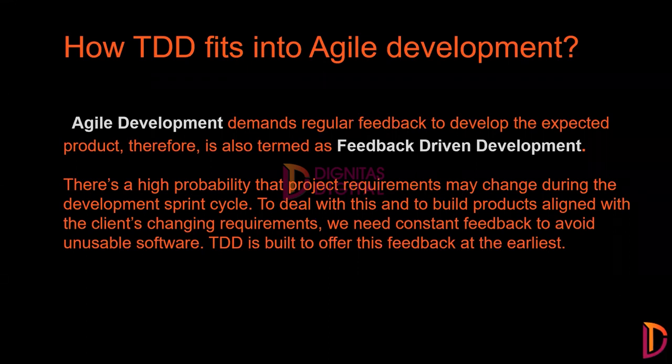Now, what is the role of TDD? There is a high probability that project requirements may change during the development sprint cycle. To deal with this and to build products aligned with the client's changing requirements, we need constant feedback to avoid unusable software. TDD is built to offer this feedback at the earliest. Based on constant feedback, bug fixes and the addition of new features, the system evolves to ensure that everything works as intended. So here TDD helps in agile development as well.